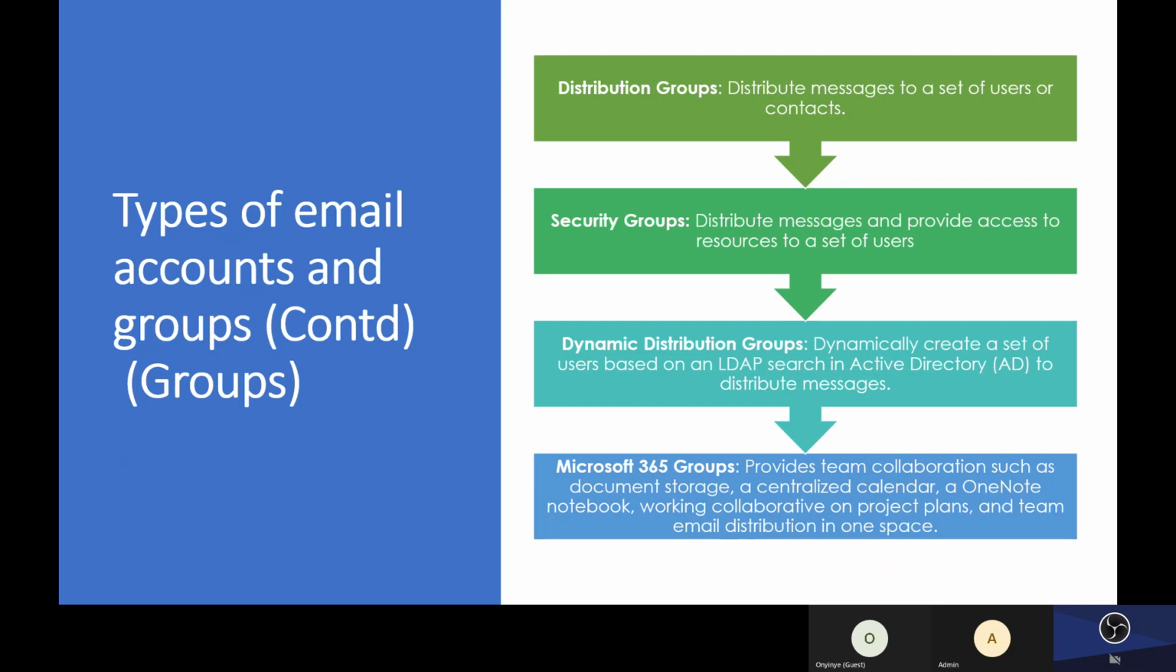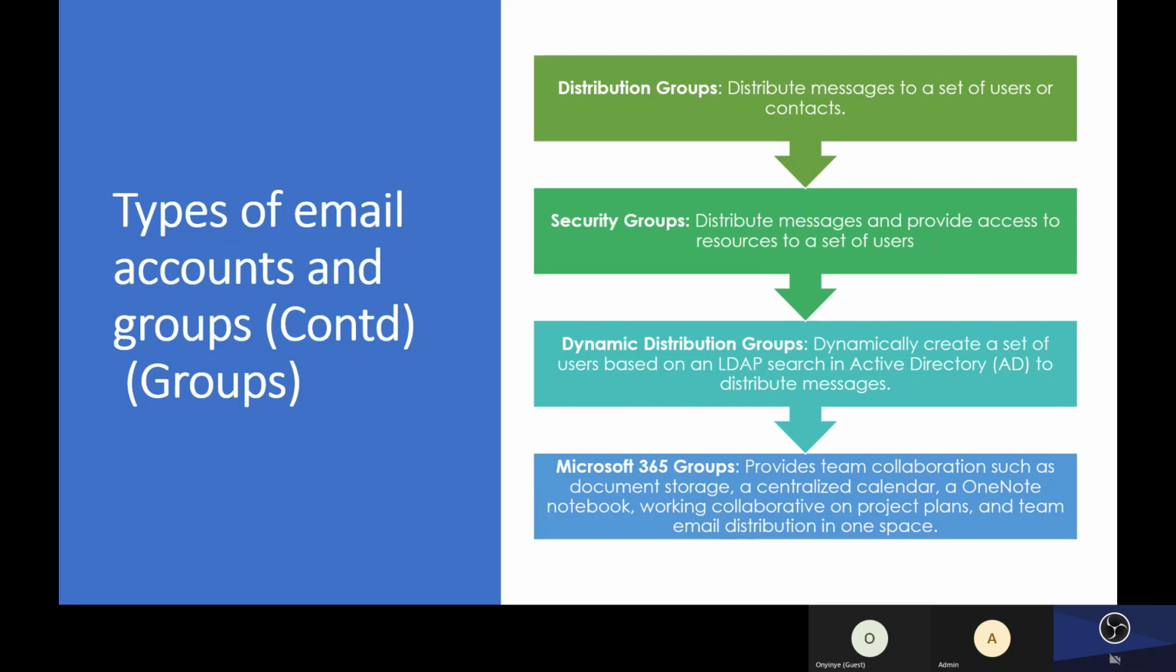Now, the security group, on the other hand, is used to distribute messages and provide access to resources for a set of users. When you use a security group, it is used when you need to apply permissions to resources, such as a shared mailbox or public folder. Remember the shared mailbox I mentioned. I said that a shared mailbox can be accessed by user mailboxes. So I can create a security group and put all of those user mailboxes that can access that shared mailbox in it. So when I'm creating my shared mailbox and I get to the point of saying who the people that can access it are, I can just select that security group instead.